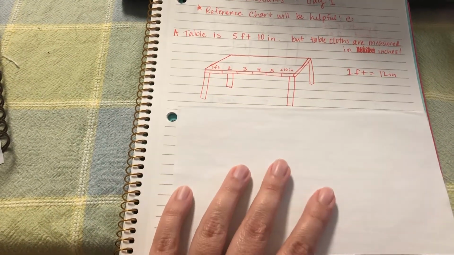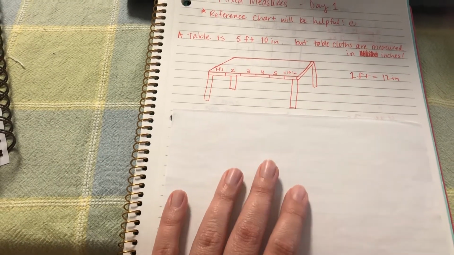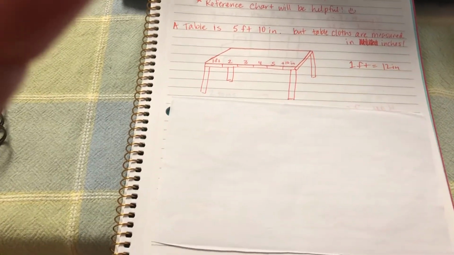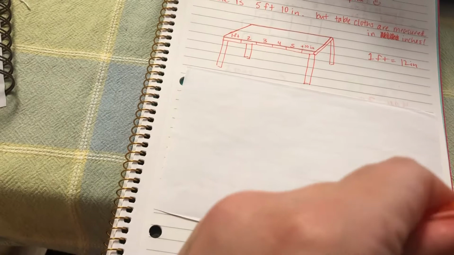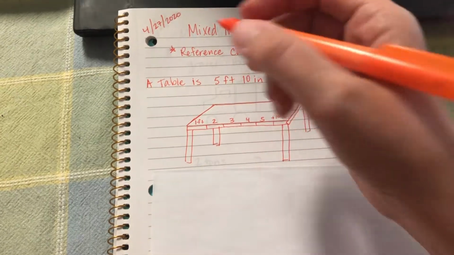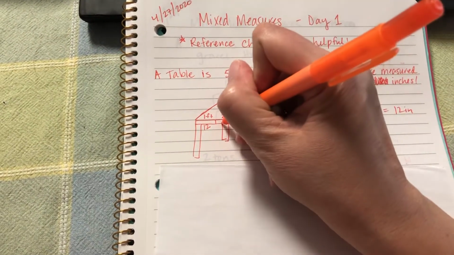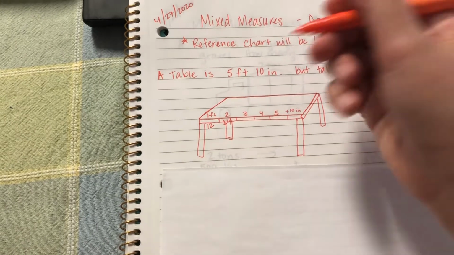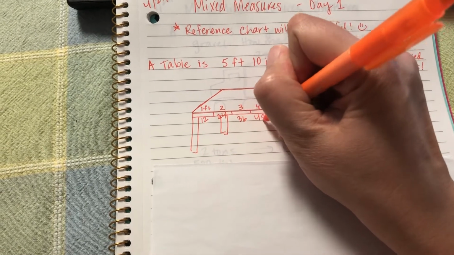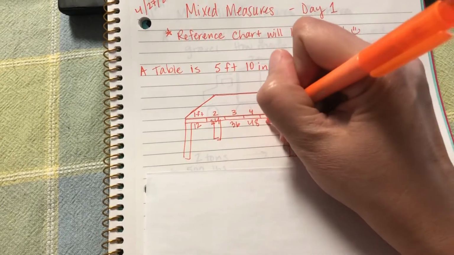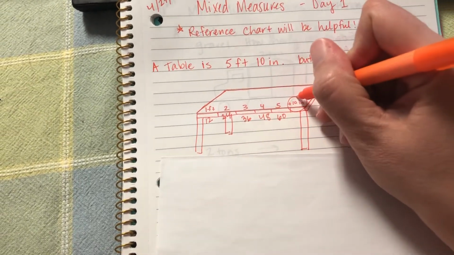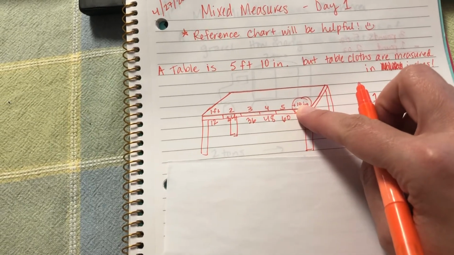Okay, so I have a picture of a table here, and we know that every foot equals 12 inches. So I'm going to use my picture here as a kind of a number line almost. And I'll say, okay, well, 1 foot is 12 inches, 2 feet is 24, 3 is 36, 4 is 48, 5 is 60. So then we've got 60 inches, and then plus that 10 inches that's right here. It doesn't make a whole other foot because it's only 10 inches.